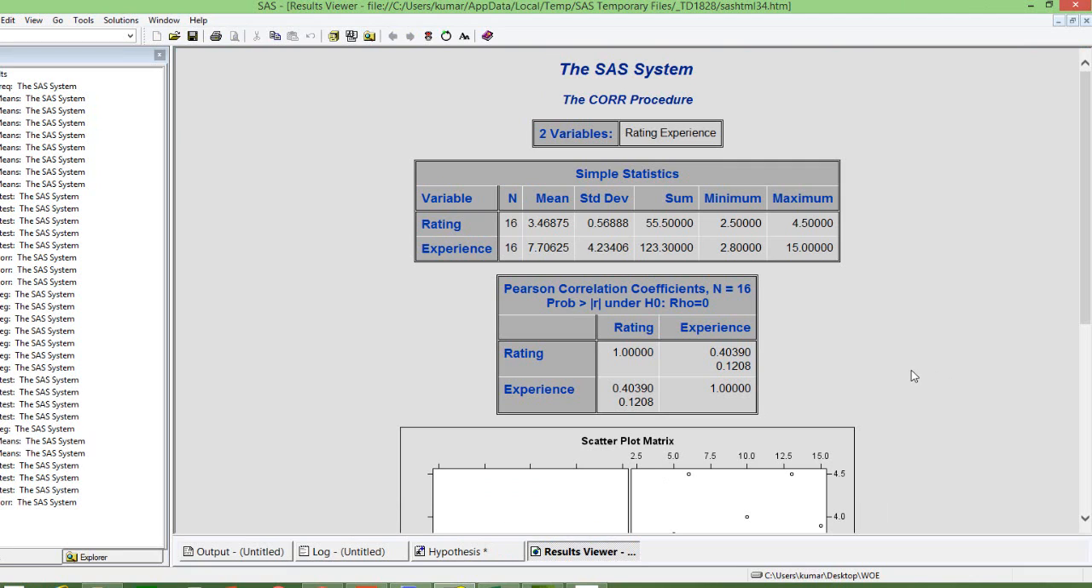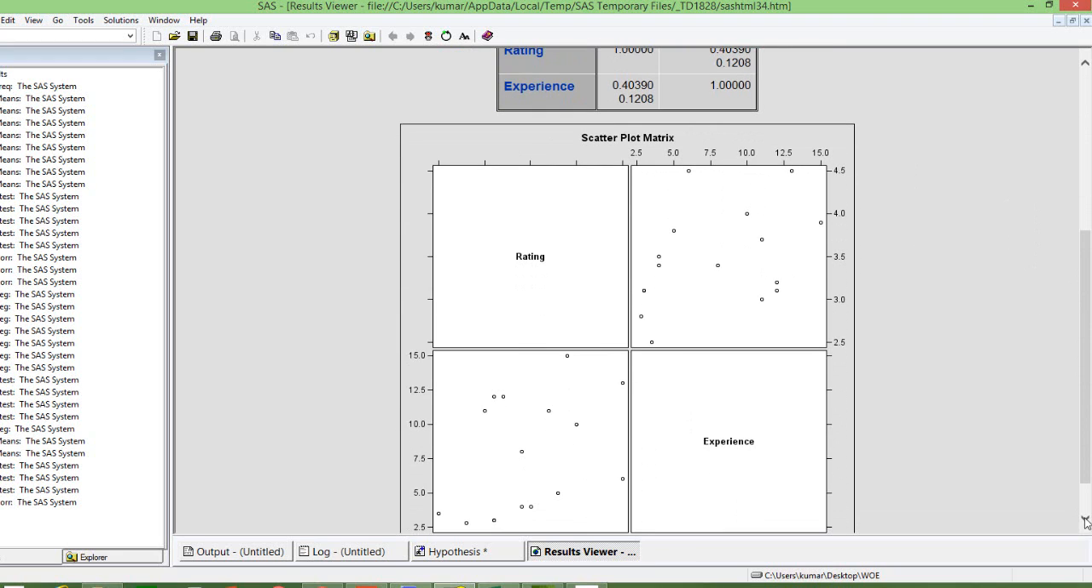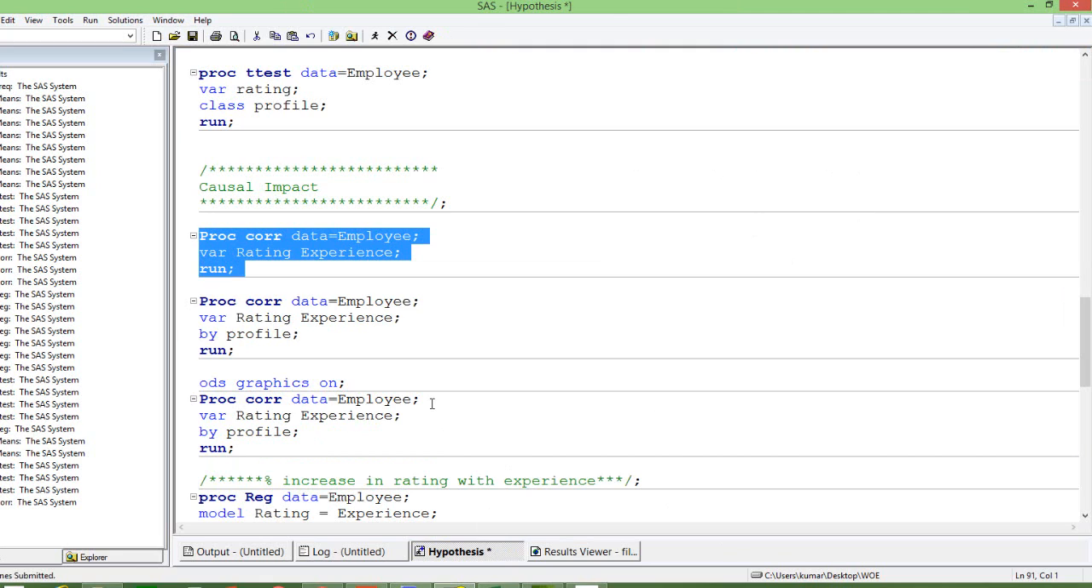Now you can see that the correlation is 0.4. Okay, the correlation is 0.4. So 0.4 correlation is not much. And we were actually expecting better correlation, because the performance rating actually increases with experience, right? Generally that is what is expected. So we would expect a better or higher correlation.